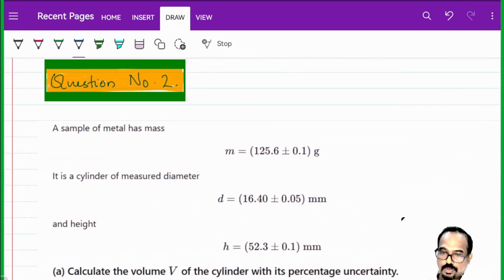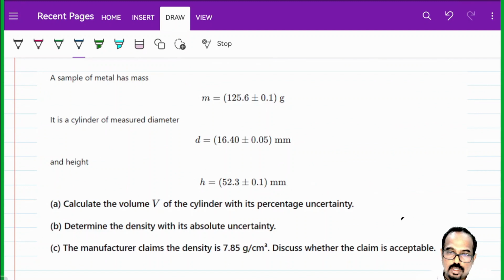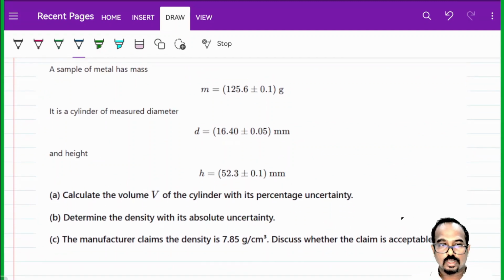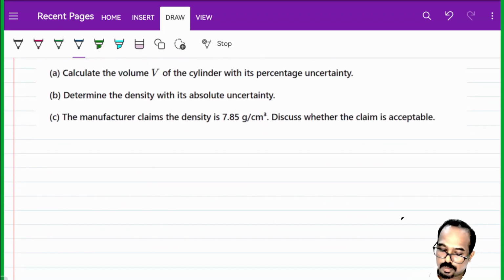Question number 2. Okay, pause the video, take a screenshot and do it by yourself. Okay, now I am going to solve this question. What's the solution? A sample of metal has a mass. Mass is given. The measured diameter is given. Height is given. All are in mm and gram, so you have checked the units. So the first part is A: calculate the volume of the cylinder with its percentage uncertainty.